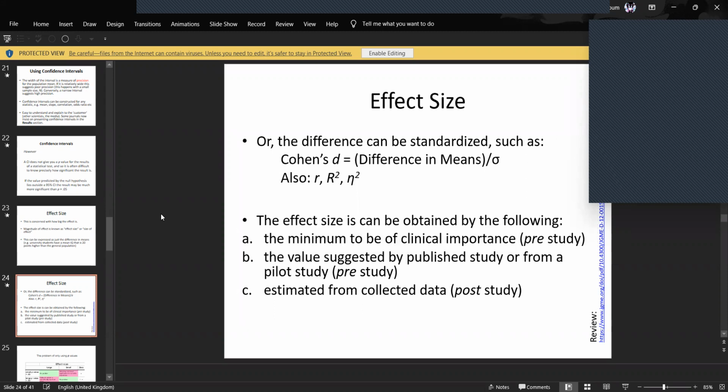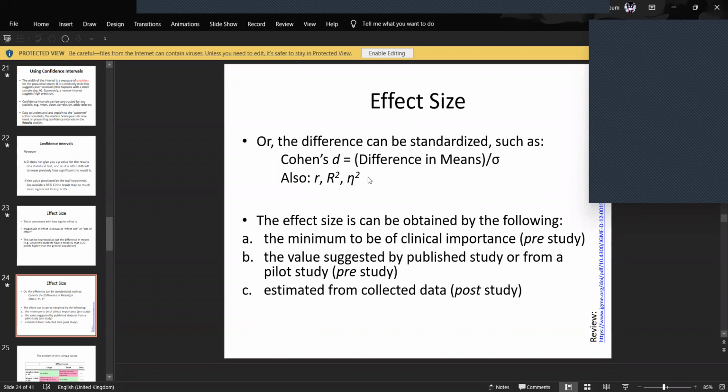Now, another way to determine effect size is the value suggested by the published study or from a pilot study, right? So if there are other studies that have also used a similar drug, then you can look at those to get the effect size from those other studies. Or you can estimate it from your data after you collect it.